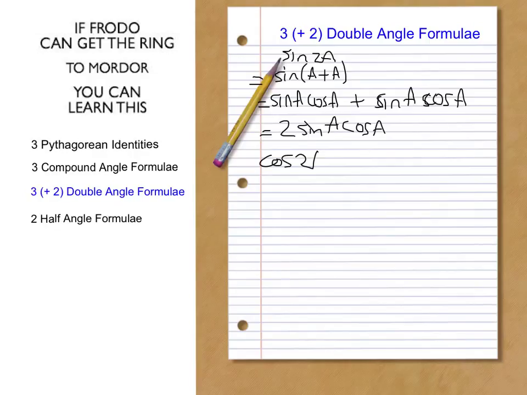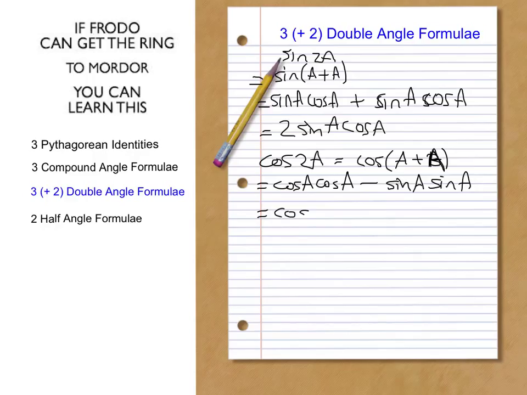Cos 2A, well cos is cos, so that's cos A cos A, and then minus, because we're doing the opposite of what's in here, and this is a plus in here, so we're doing minus, and then sine A sine A. So that can be written more nicely, cos squared A minus sine squared A.